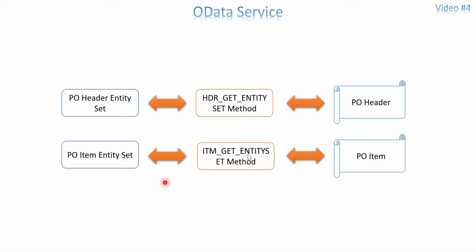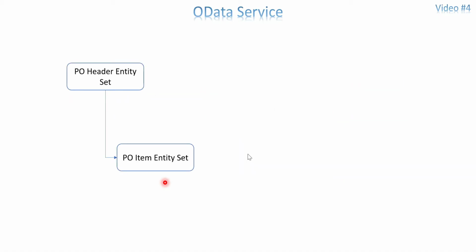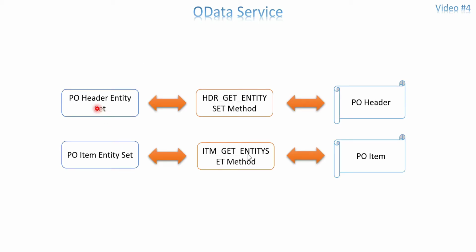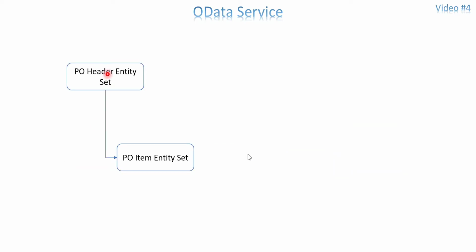First I'm going to change my design. What is my design here? Two independent entity sets. There is no change in the creation; we are going to create two different entity sets only, but I'm going to make an association between header and item.